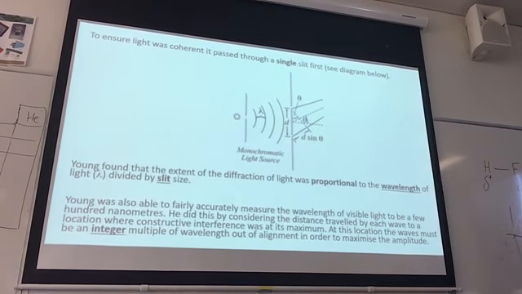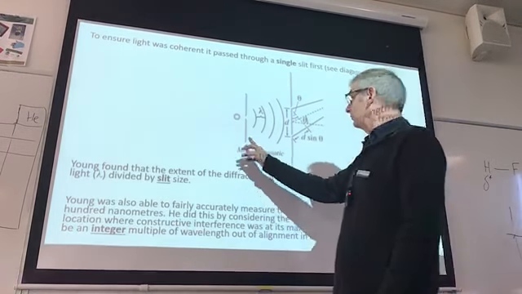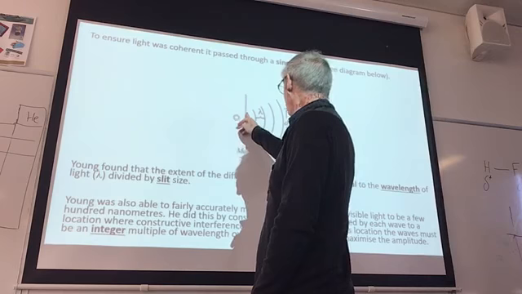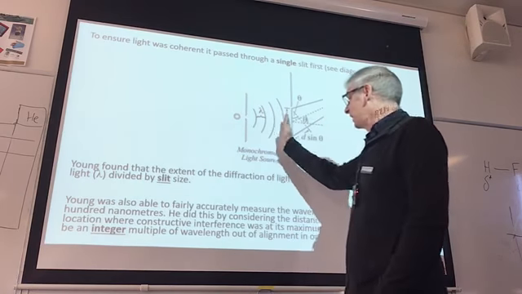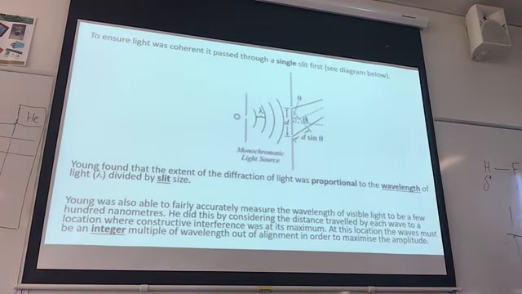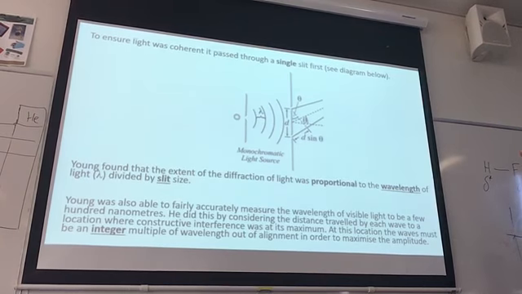The reason why we shine light through a single slit before we go through the double slit is just to make sure that our light is coherent as it goes through. So it's coming from one source, not bouncing.